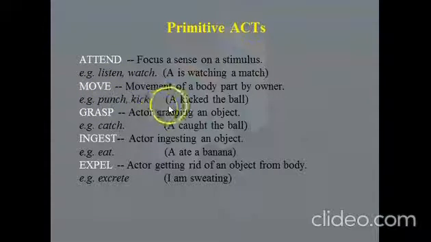move. Example, A kicked the ball. The kicking is done with his leg. So this kicked can be replaced with move. Then grasp means catching something. A caught the ball. Caught can be replaced with grasp.